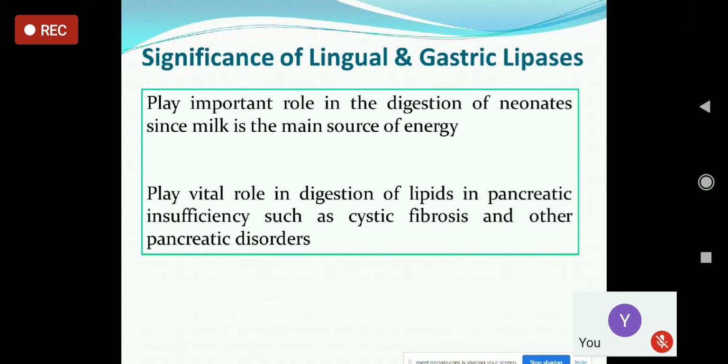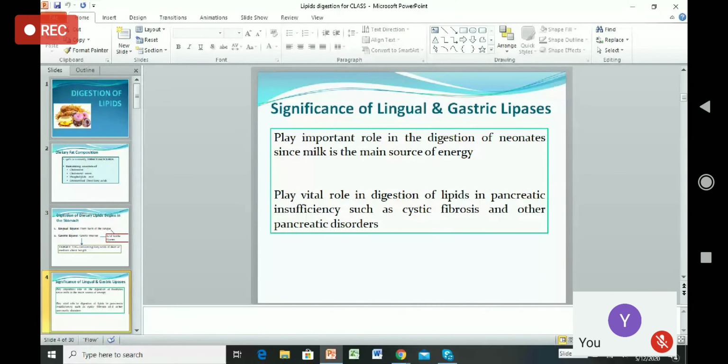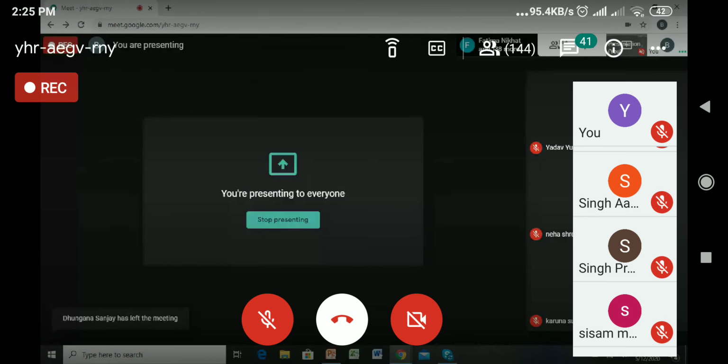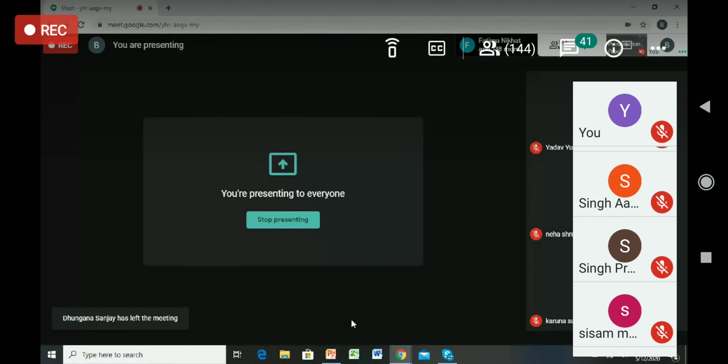So this is it for today. In the next class, we'll complete the digestion of the dietary lipids, and then we'll talk about its absorption as well.